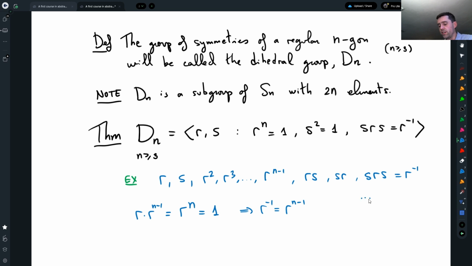So we'll see in a second how all the elements can be represented like this. But that is essentially what the theorem is saying. The theorem is telling me that Dn is generated by 2 elements, so words in the letters R and S, with the conditions that R to the n is 1 and S to the 2 is 1. So let me prove this theorem.